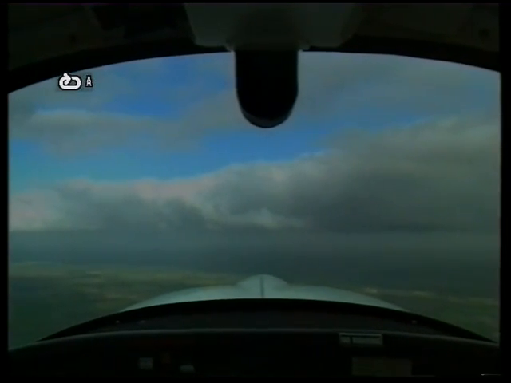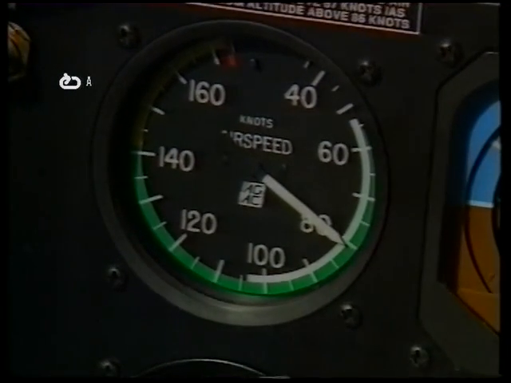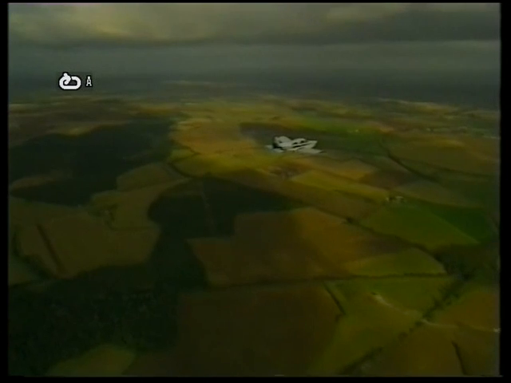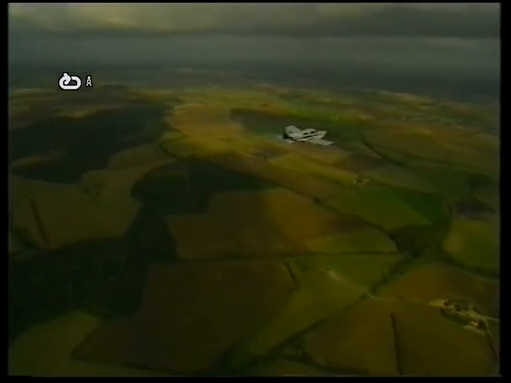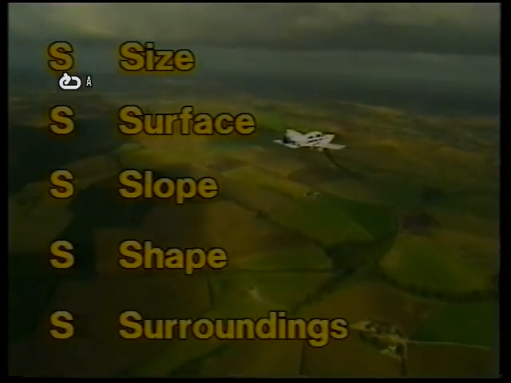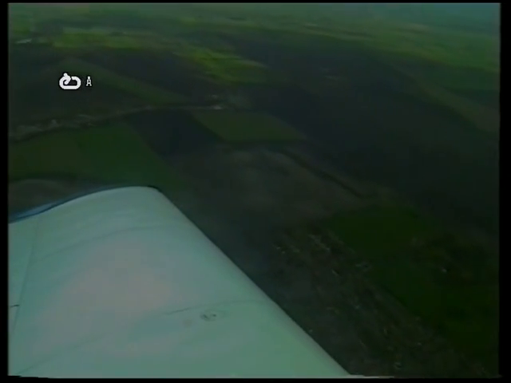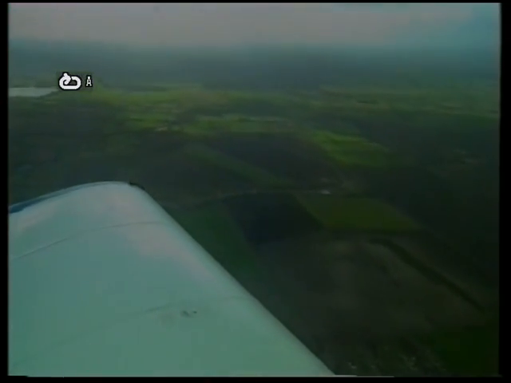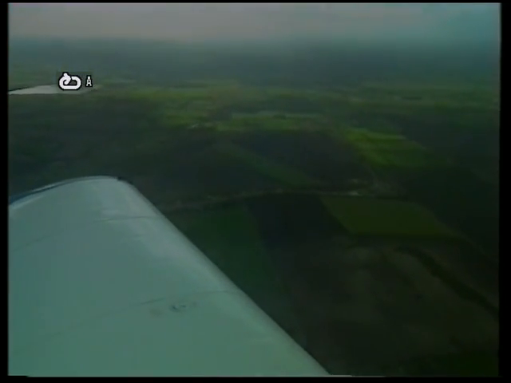Maintaining the level flight attitude, airspeed at 80, our glide descent speed, and reselecting the known descent attitude. Looking for a field? Well, 5 S's: size, surface, slope, shape, and surroundings. And there we have it to our left, a perfect field. Turning left now onto a crosswind, we need to be at least 2,000 feet by the time we start our downwind leg. How's it looking?